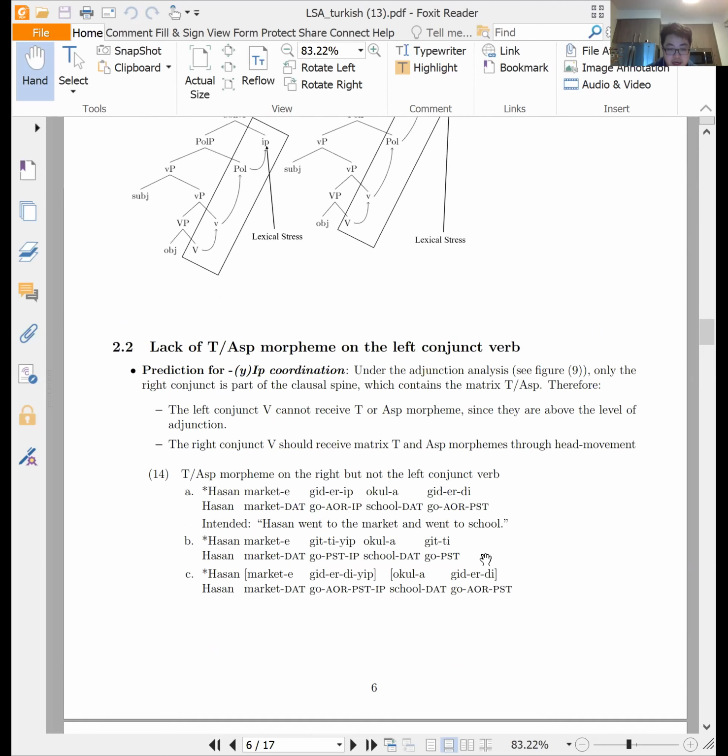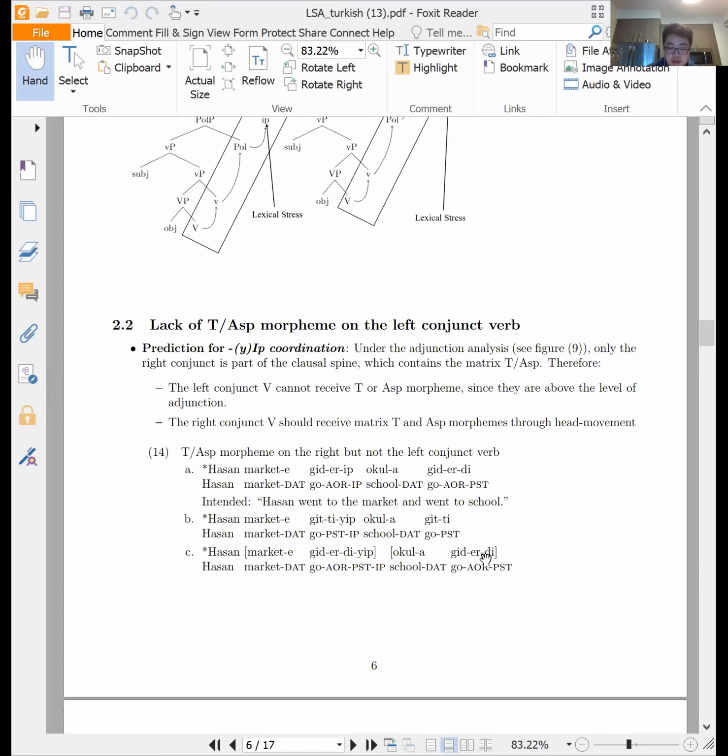The second piece of independent evidence is the lack of T and asp morpheme on the left conjunct verb, and its mandatory lack of T and asp morpheme. Assuming the adjunction analysis, the left conjunct V cannot have T or asp morphology, simply because they're above the level of adjunction, and the right conjunct should always receive T and asp morphology through head movement. And this is indeed the case, as shown in 14. Overt T and asp morpheme on the left conjunct, even if they're the same as those on the right conjunct, so having matching T and asp, the sentence will still be ungrammatical. So we see like gider ip or gitti ip or gider di ip. These are all not possible. The only possible thing is gidip.